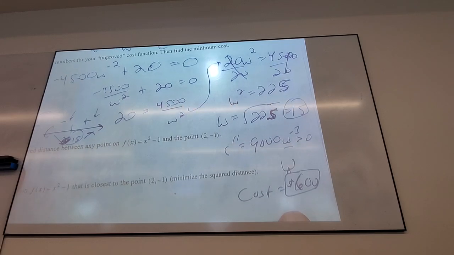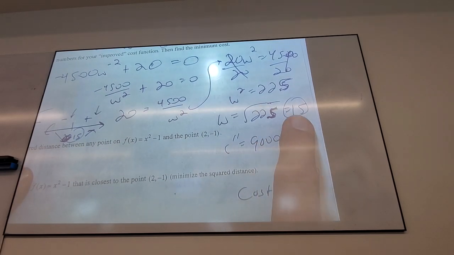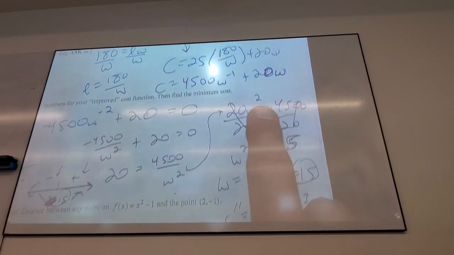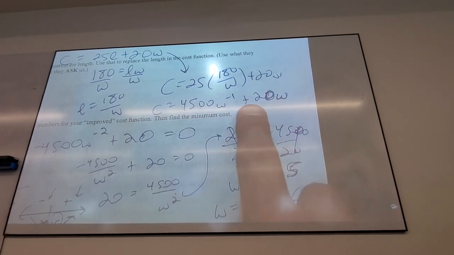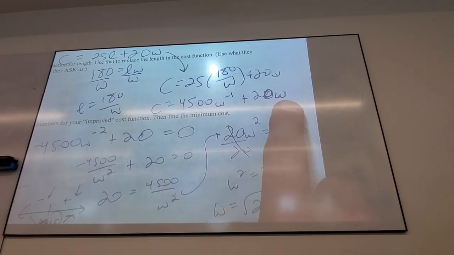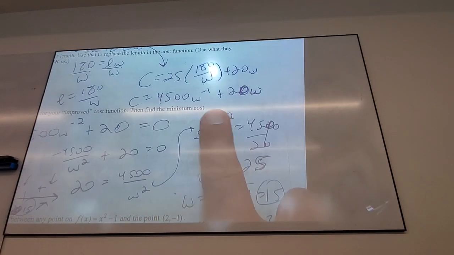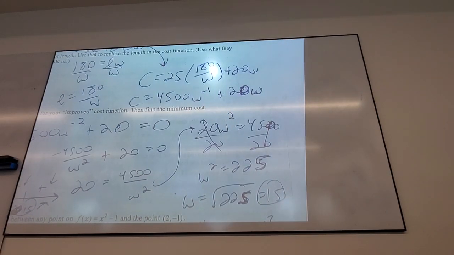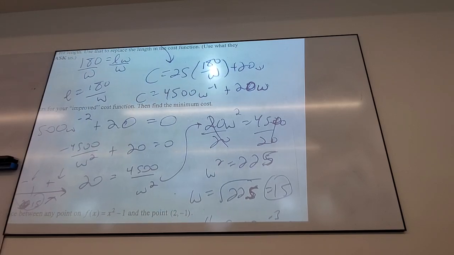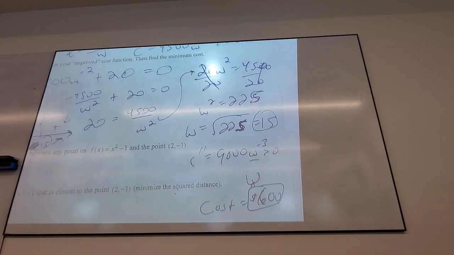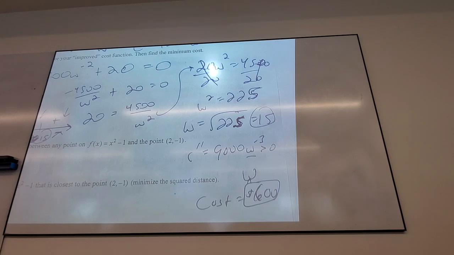What's another way to check this? If I put 14 in, what should happen? It should be a higher cost. So you can do that. If I put 16 in, it should be a higher cost. So that's another way to verify. Does that make sense? Yes. So is that the minimum cost of the whole thing? Yeah. Yep.